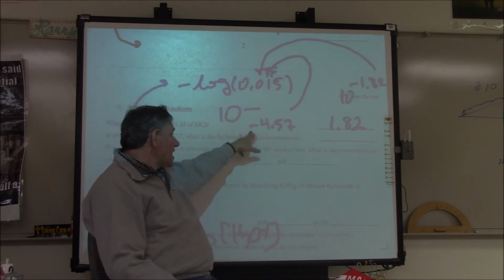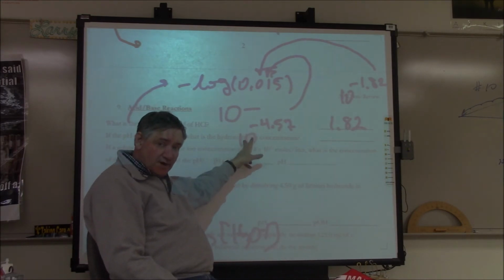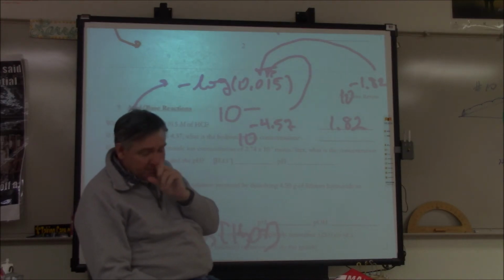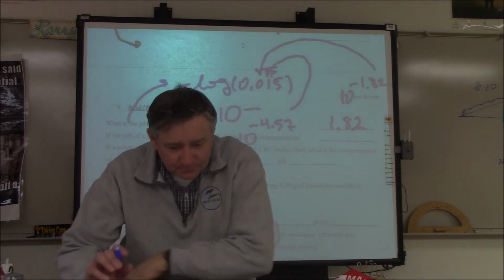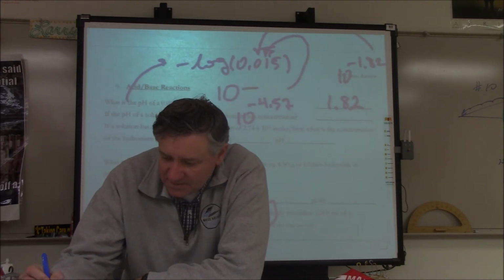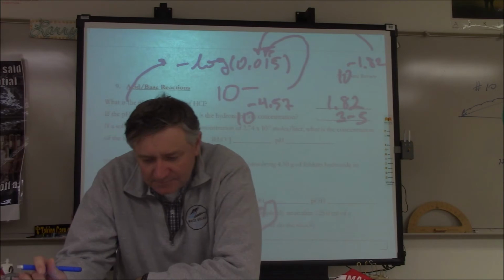Take 10, now you have to raise it to a negative 4.57, right? To a negative 4.57. So there you go. And this answer should be something like 10 to the negative 5th.